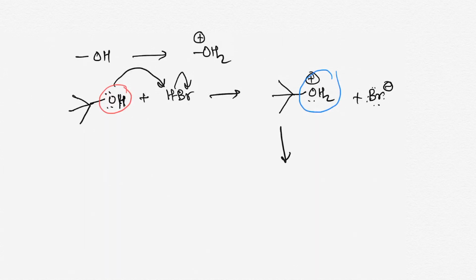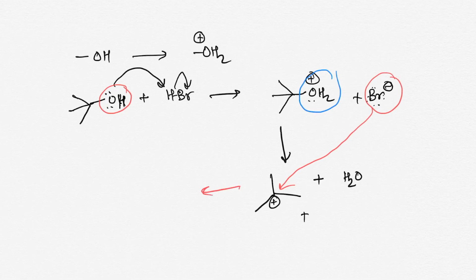Now, in this case, what happens next is that since you have a good leaving group, it is going to leave, creating water and tertiary butyl cation. Once we have created this, remember the bromide that escaped in the first step, it can attack on that cation to form tertiary butyl bromide, and water has escaped as a leaving group.